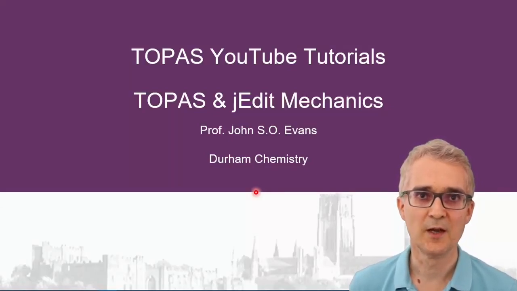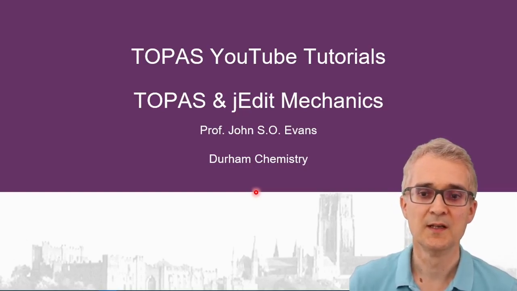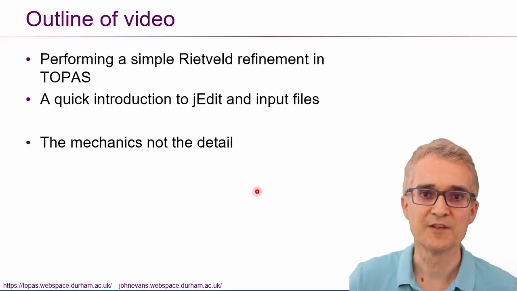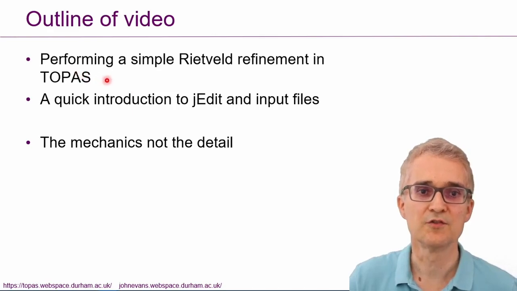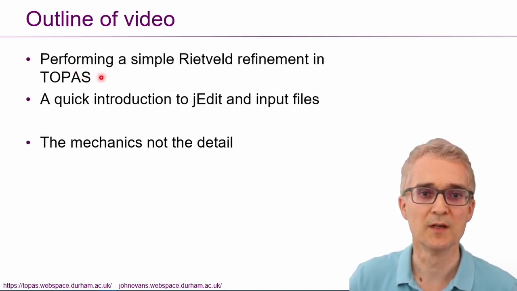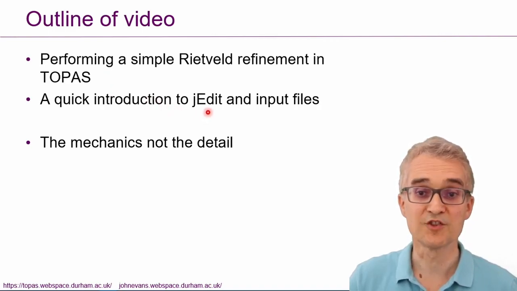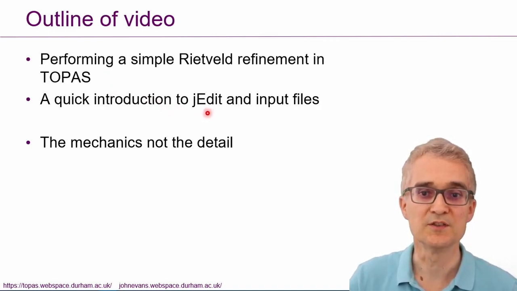Welcome to this video on using TOPAS and jEdit to do a simple Rietveld refinement. The things I'd like to go through in the video are on the screen here. As I say, I want to show you how to do a simple Rietveld refinement in TOPAS using what's called launch mode. I want to give you a quick introduction to jEdit, which is an editor that we use to set up the input files to do this Rietveld refinement.